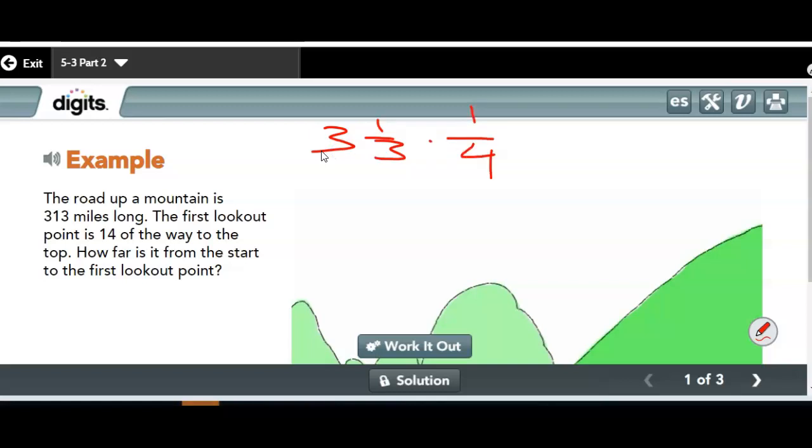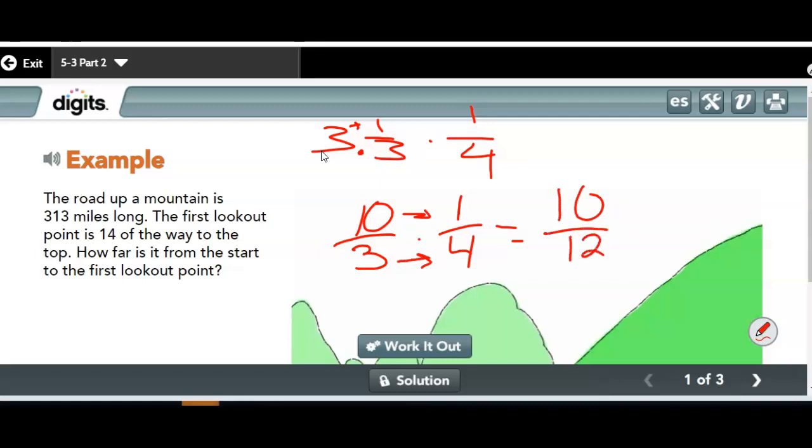All right, who wants to share what you do first? Nathan. You take 3 times 3, and then you add 1, which equals 10/3. Perfect. So we are changing our mixed number into an improper fraction. You do that by your denominator times your whole number plus your numerator. So that is 10/3 times. Does anything change to this? No, it stays the same. So it is 1/4. Multiplying straight across, you get 10 over 12.